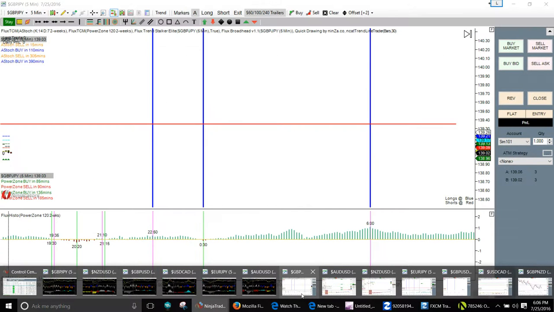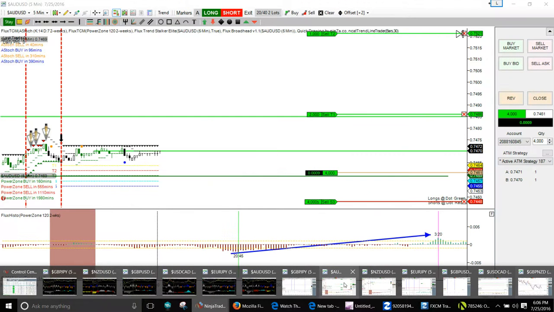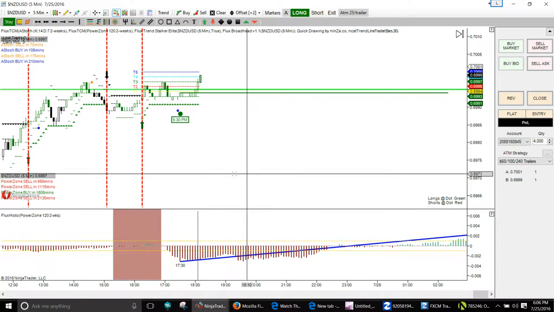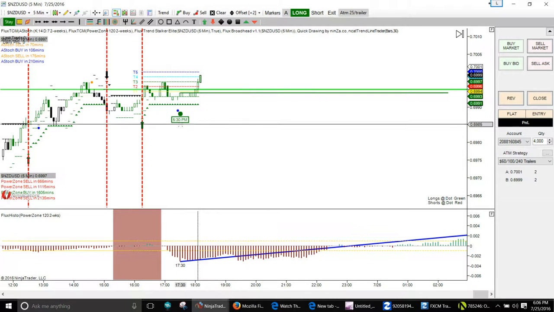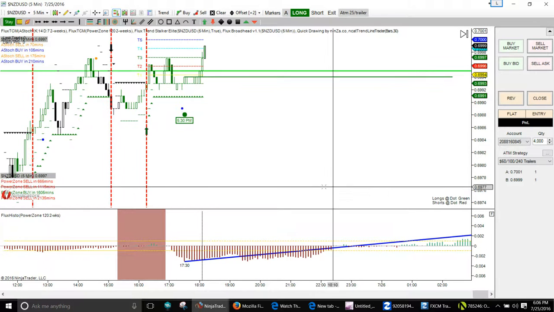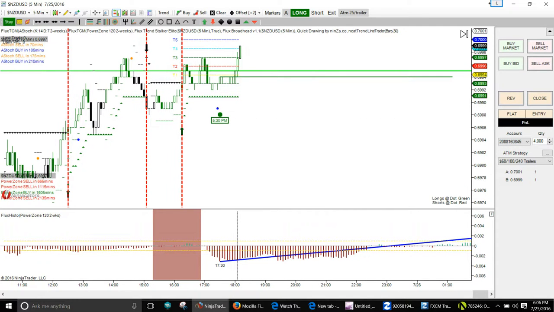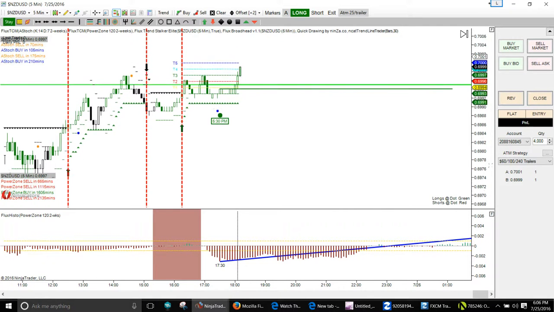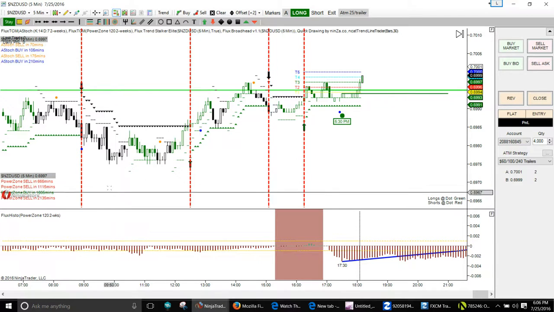All right, let's see. Aussie dollar's not doing anything. New Zealand broke out with the buy trade here. Currently in the New Zealand long. So we'll see if we can break out. We need a huge breakout for this pair.